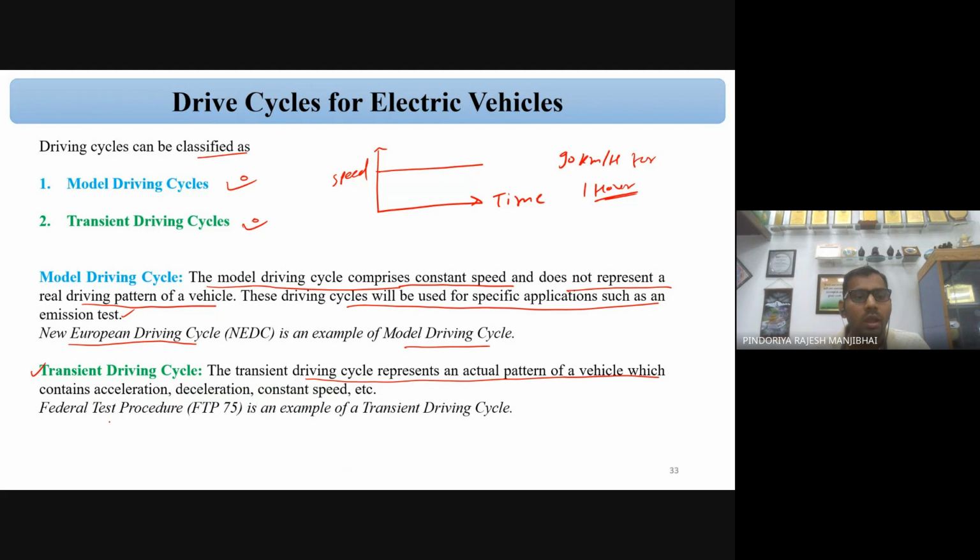And the Federal Test Procedure, FTP 75, is an example of the transient driving cycle. So in simple language, the transient driving cycle is a practical driving cycle, and the modal driving cycle is a non-practical driving cycle. The New European Driving Cycle is your modal driving cycle, and the Federal Test Procedure is your transient driving cycle. Any confusion, any query?